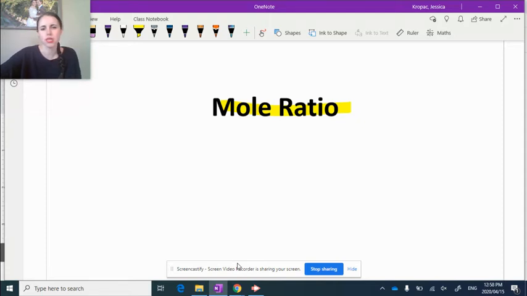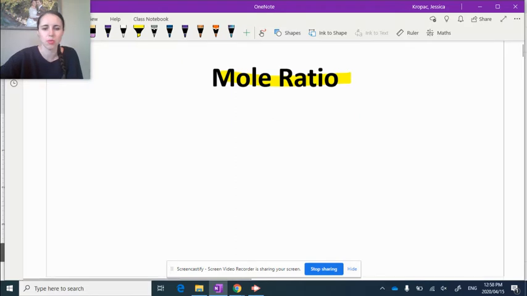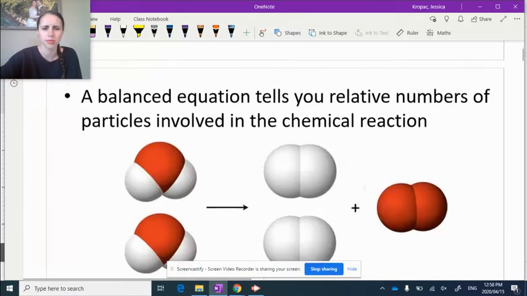So this lesson is going to be called mole ratio. If you've ever worked with ratios in math before, you know it's a relationship between one thing and another thing, and it's kind of like a conversion. So a mole ratio is just going to be a conversion between the number of moles. So we're going to be converting from moles to moles.